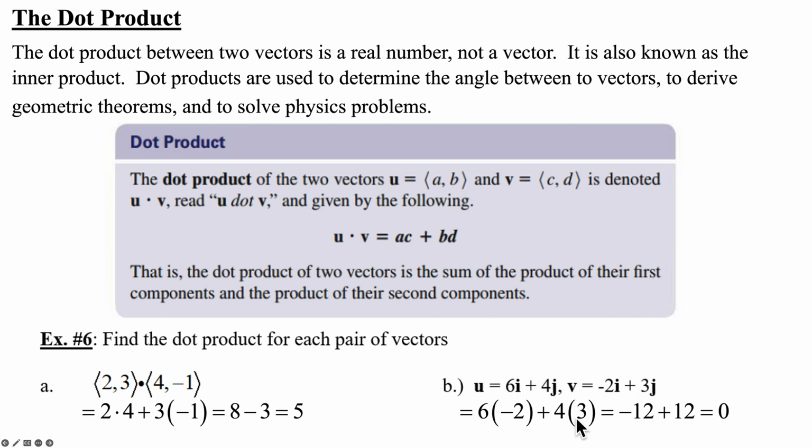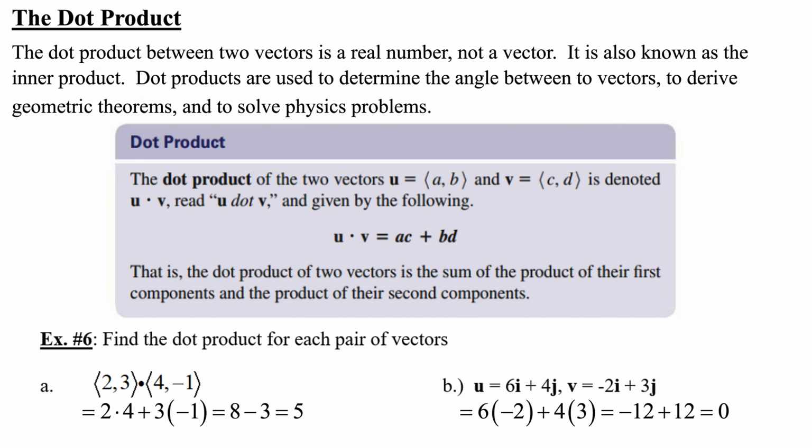Looks like I forgot to animate this click, but that's okay, we're here right now. Vector u dot v: 6 on the i, dotted with negative 2 on the i. That's 6 times negative 2. 4 on the j times 3 on the j, that will be 4 times 3. So here we have negative 12 plus 12, which is equal to 0.